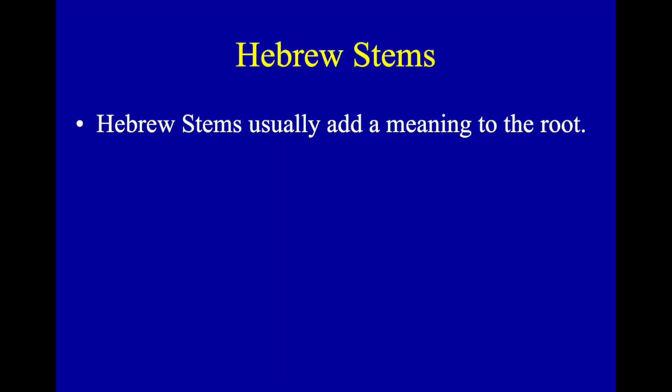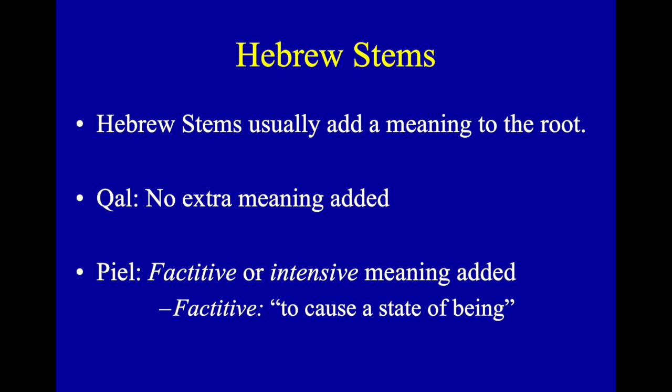So just remember, stems add some kind of meaning to the root, except for the Qal, which adds no meaning to the root. Qal means no extra meaning added. The Piel, what we're going to learn today, adds what some people call factative, or intensive is another way to say this, meaning those are maybe kind of two different categories. The Piel can do some different stuff. This is why Kautz and Josberger tell you to cause a state of being. That's kind of what factative means.